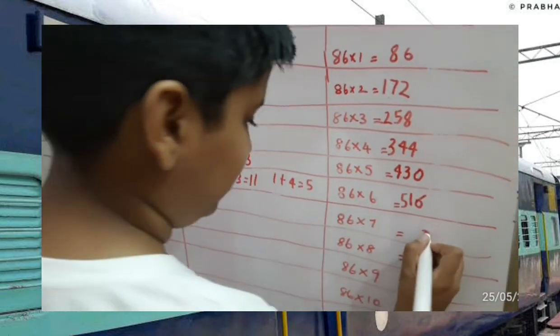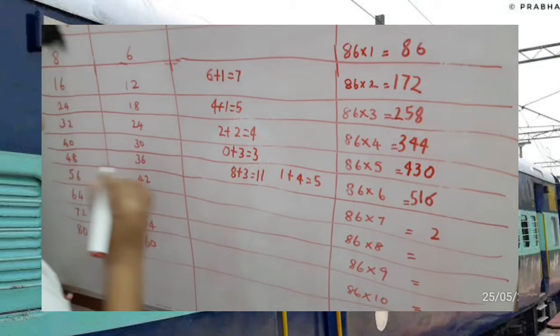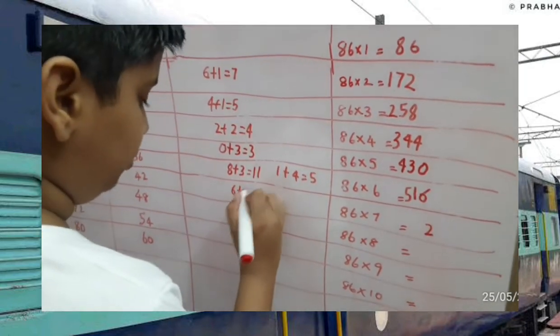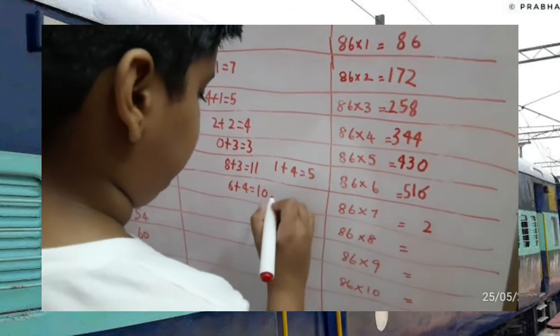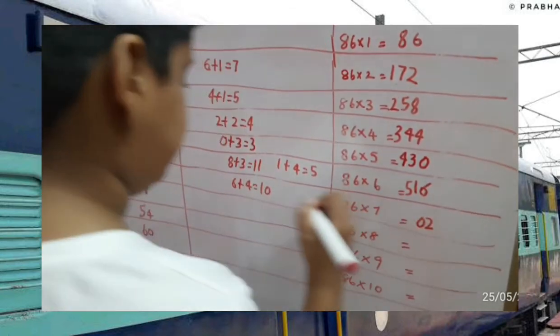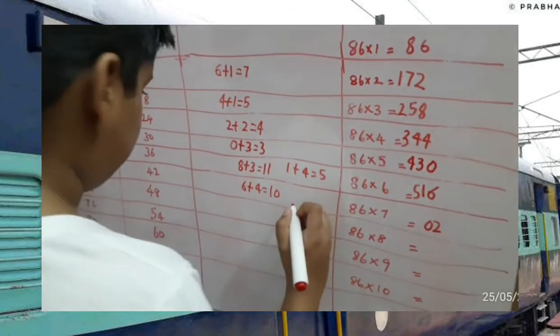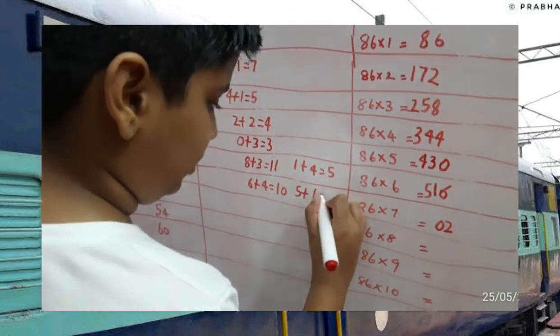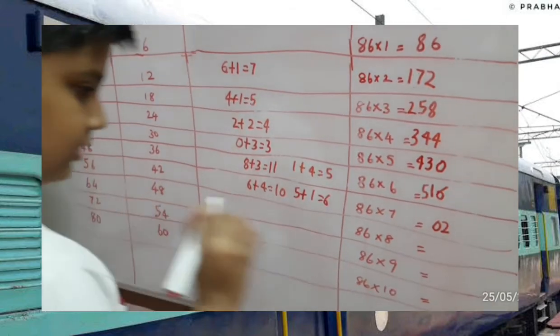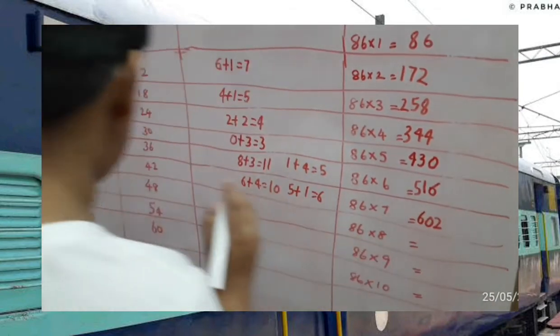Write 2 in 1's place. 6 plus 4 is equal to 10. So write 0 in 10's place. That 1 is carried forward with 5. 5 plus 1 is equal to 6. So write 6 in 100's place.